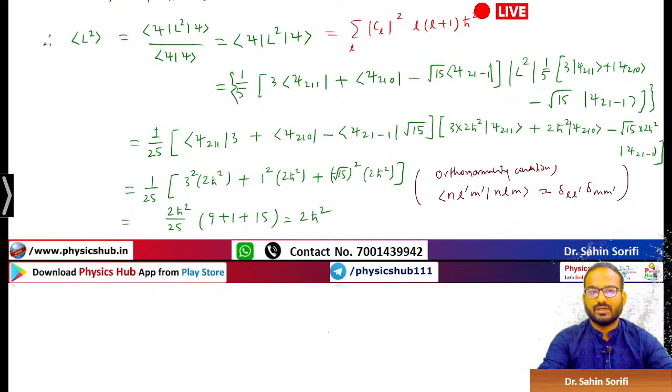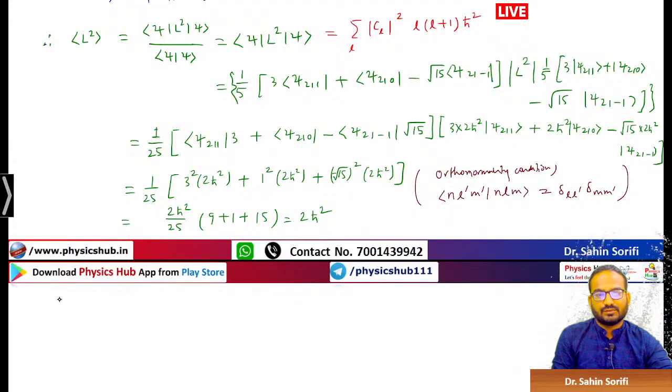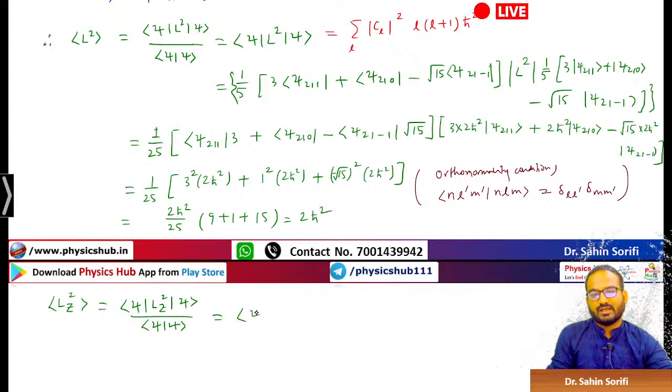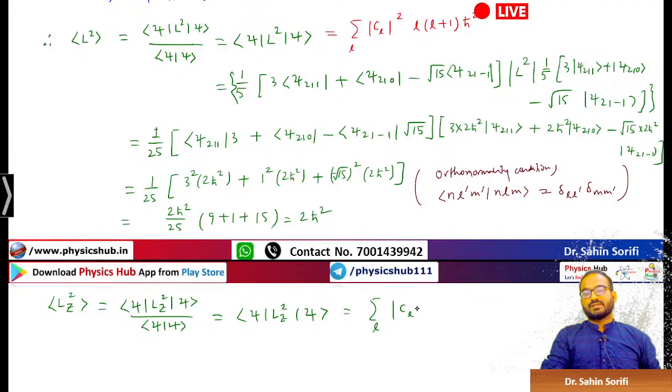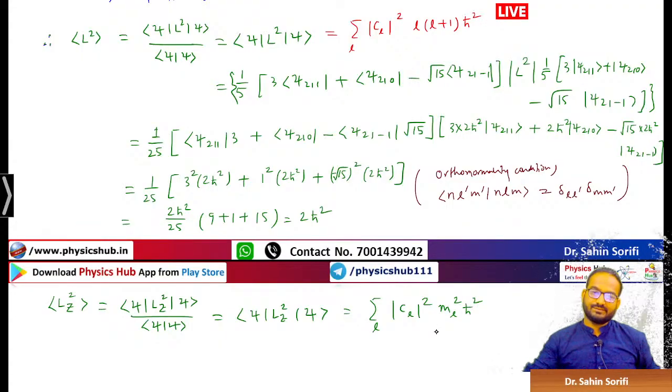Now next what we have to find out? Lz². So if you are comfortable with that formula, Lz² will be again psi Lz² psi divided by psi. Psi is 1, so it is psi Lz² psi. So if you are comfortable with this formula only, I am just giving you. So what will be this? Again, modulus of CL squared, Lz is MLħ, Lz squared, so ML²ħ². Okay, this is what it is.